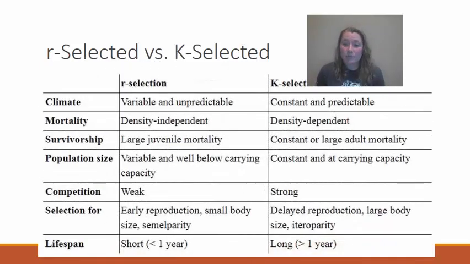So I'm including a table here, and you will likely want to pause the video and take some notes off of this table. I think it does a good job of helping to differentiate the main overall characteristics of R selection and K selection. So I think it's a good overview, and you might want to add this to your notes.